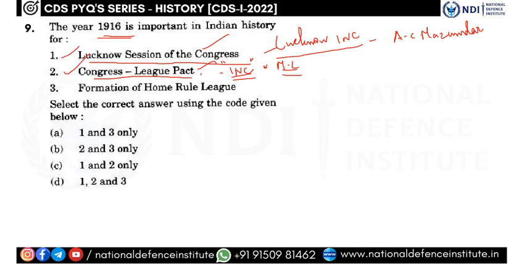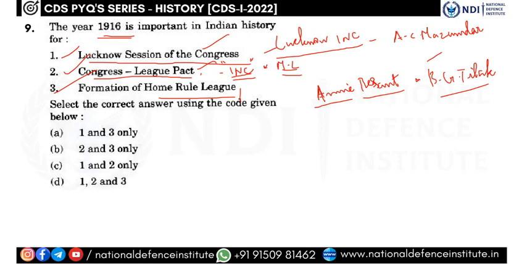And the third one is the formation of Home Rule League. Parallelly, while all this was happening, Annie Besant, who is an Irish national and later became the president of Theosophical Society, saw that World War I was going on and wanted to use this opportunity. She tried to convince the INC to form a Home Rule League movement on similar lines to the Irish Home Rule League movement. But in the 1915 Bombay session, the Congress was not ready to accept it. Hence, Annie Besant along with B.G. Tilak started the Home Rule League, parallelly, also in the same year 1916.